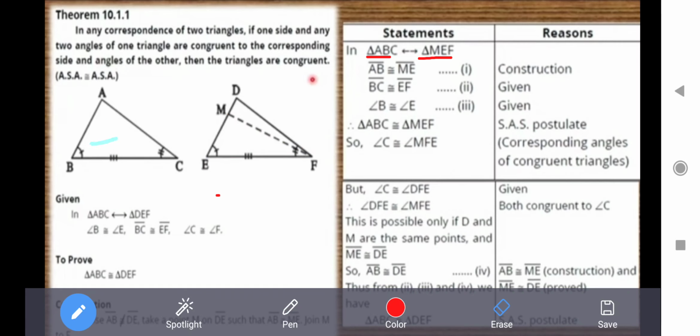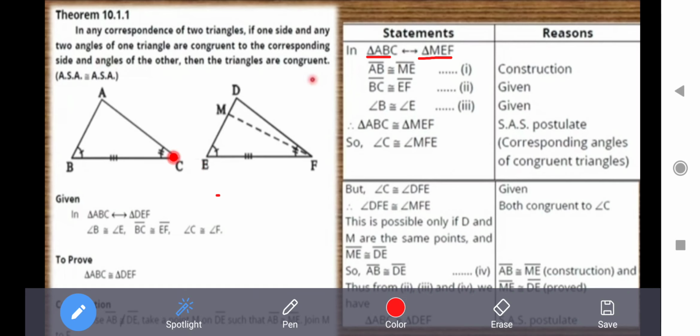After this, what I'll do, AB is congruent to ME. Why? Because I have simply written over here in the construction, I wrote here earlier. Again I am writing over here AB is congruent to ME. This is in the construction. The reason why: because we made a construction over here and this is AB is congruent to ME.